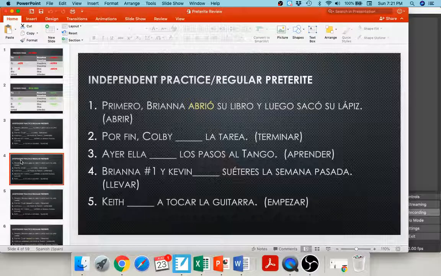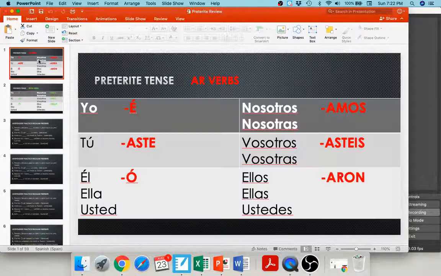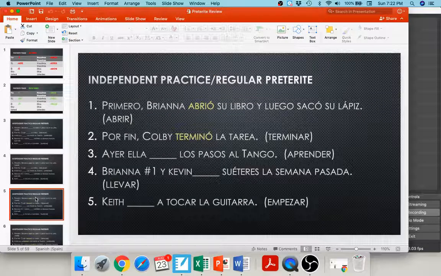I want you to take a moment, pause your audio, and please give numbers 2 through 5 a quick try. When you're ready, you can unpause. Okay, now that you've had a second to try these, let's take a look. Number 2 says, por fin, Colby terminar la tarea. So finally, Colby finished his homework. In this case, terminar, we need to take off the AR. It needs to agree with Colby or he. So in this case, we should add the ending of an Ó. Colby terminó la tarea.